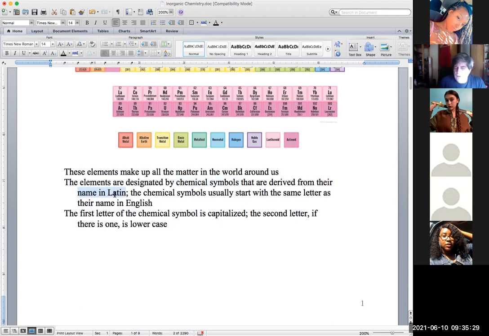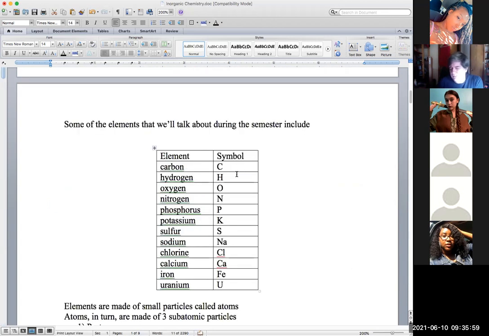And the chemical symbols come from their names in Latin. Now, a lot of the English language comes from Latin. So usually the chemical symbols start with the same letter as the name in English, but not always. Now, the chemical symbol is either 1 letter or 2 letters. The first letter is always capitalized. So if there's only 1 letter, it's capitalized. If there's 2 letters in the chemical symbol, the first letter is capitalized, the second one is lowercase.